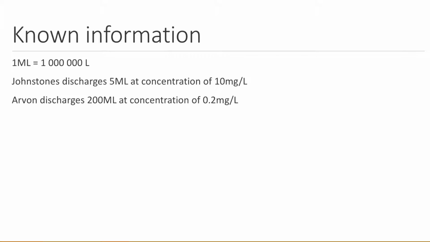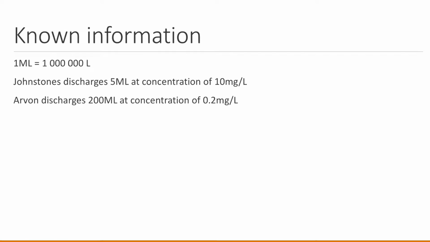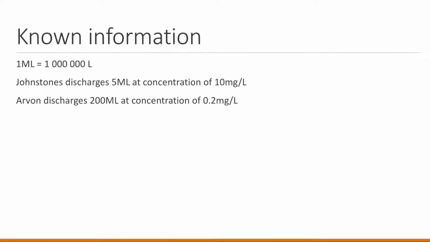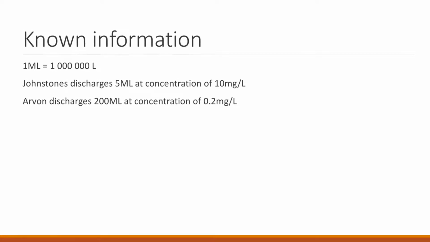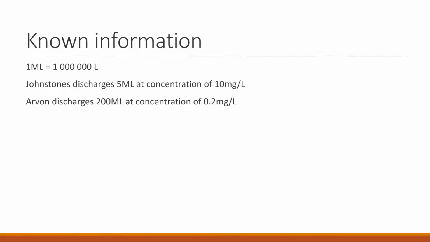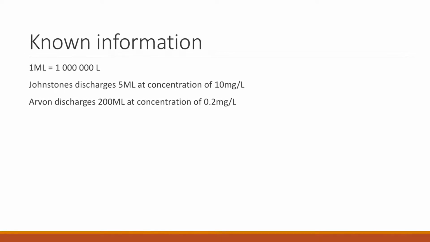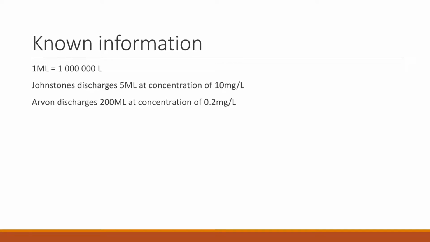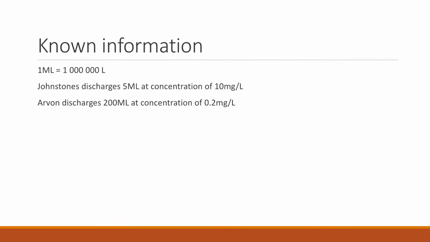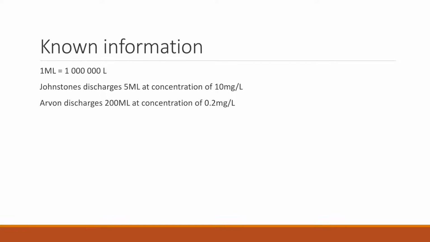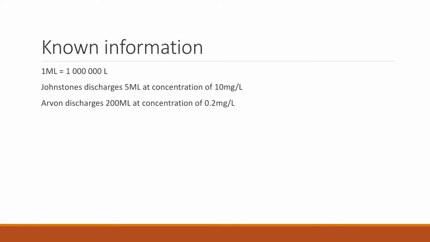The first thing you'd expect the students to do to complete the question is identify the known information. So A, they know that 1 megalitre equals 1 million litres. B, they know Johnston's abattoir discharges 5 megalitres at a concentration of 10 milligrams per litre. And C, Avon discharges 200 megalitres at a concentration of 0.2 milligrams per litre.